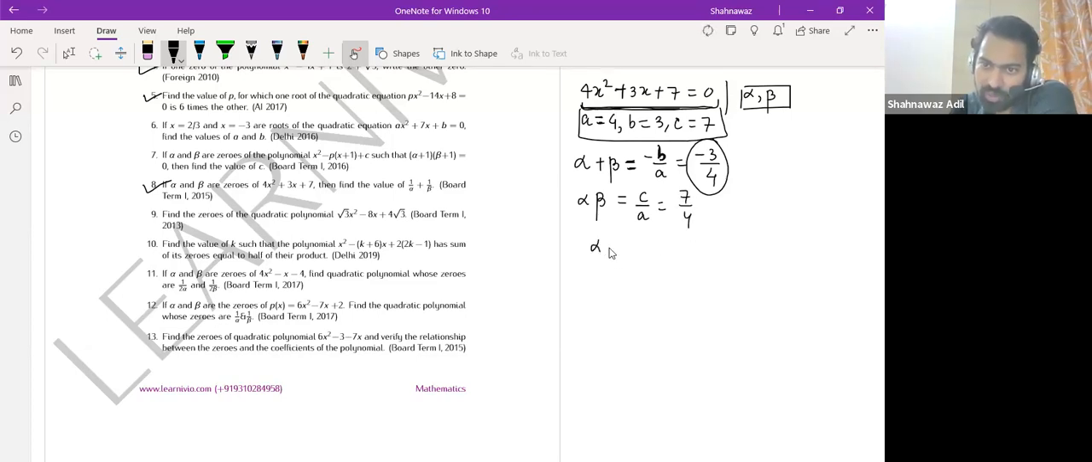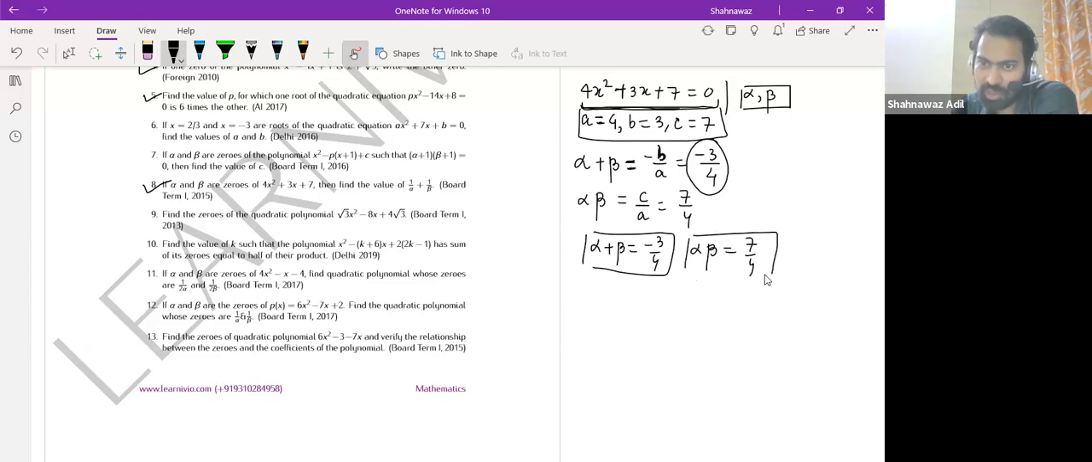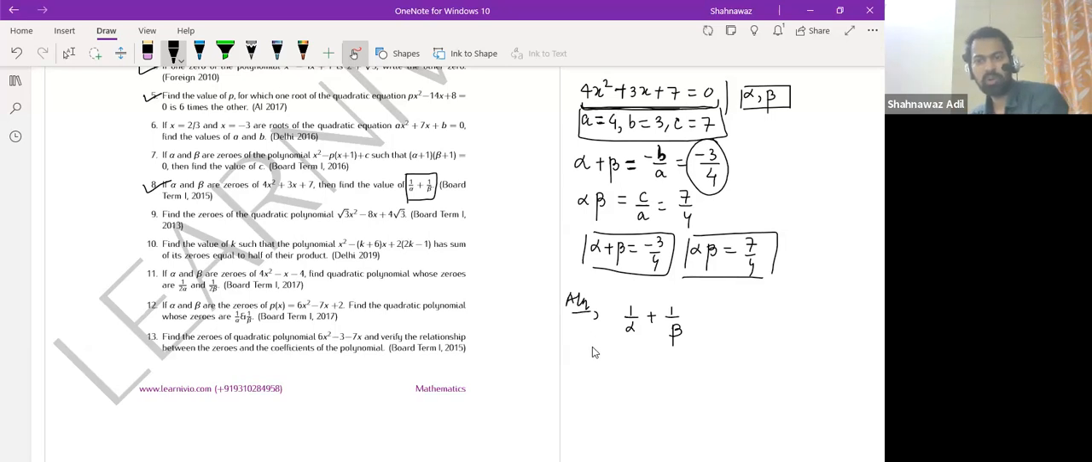So now we know what alpha plus beta is. This is minus 3 by 4. And we know what alpha into beta is. This is 7 by 4. So let us remember these values. Let us stop here and focus on this question. They are saying that we have to calculate 1 by alpha plus 1 by beta, right? But what do we know? We know alpha plus beta and alpha into beta.